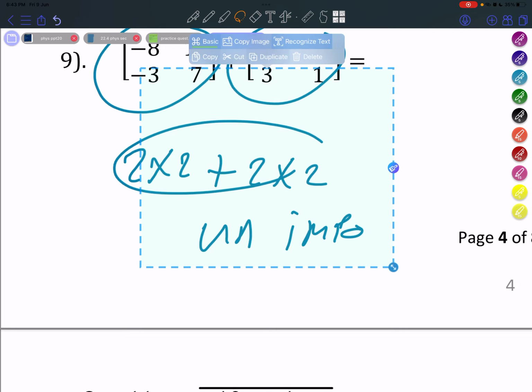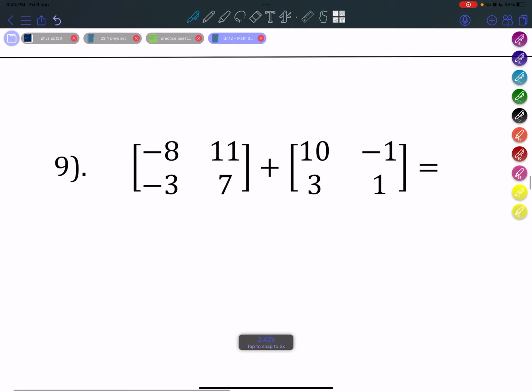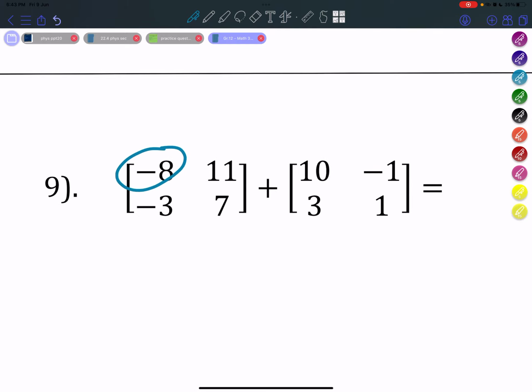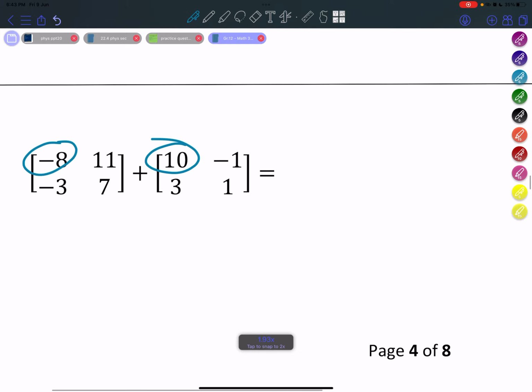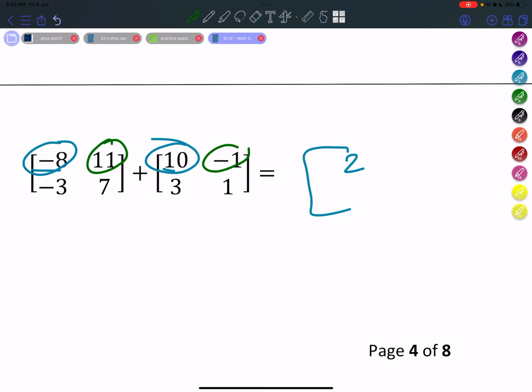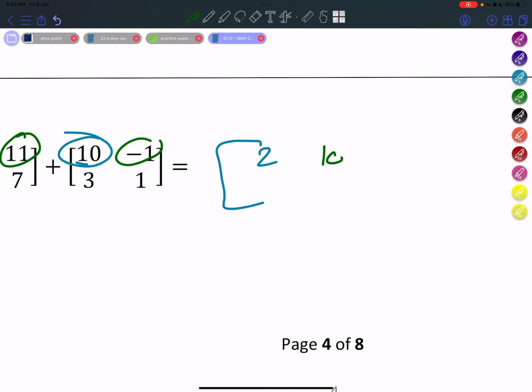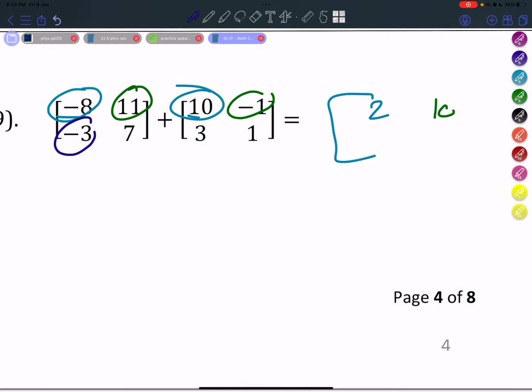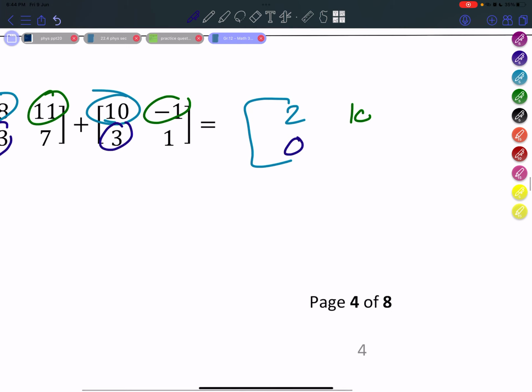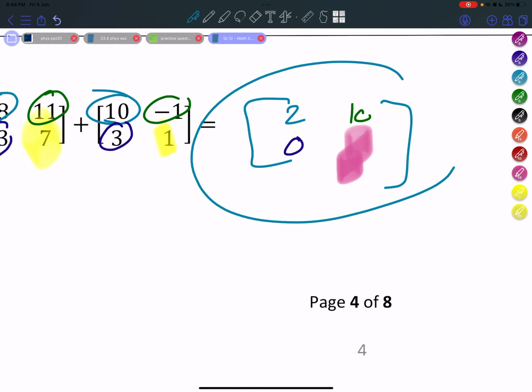Okay, so that being said, now we can just add them simply. Like the first one here, we'll add with the first one here. So negative 8 plus 10 will be 2. Then we have here 8 minus 1, which will give us 10. We have here negative 3 plus 3, which will give us 0. And finally, we have 7 plus 1, which will give us 8. So this is our answer.